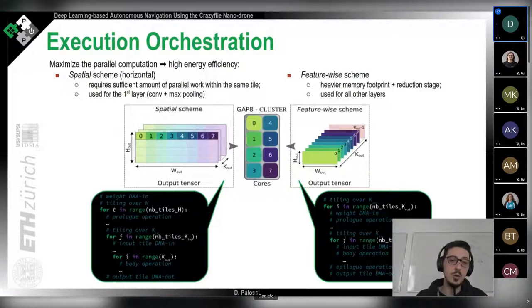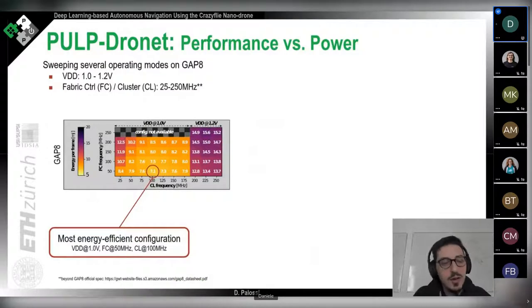And this resulted in what we call the spatial scheme for the first layer, which has very big feature maps but a small number of channels, moving to the feature-wise scheme for the rest of the layers of the network, the deepest ones, where we have very small feature maps but a very high number of channels. In this way, we ensure that all the cores are always full of useful work. And you can see here what the autotiler generates in terms of tiling loops, so as to match those two execution schemes.